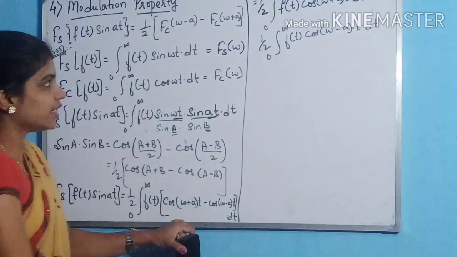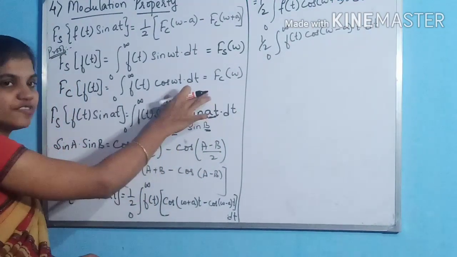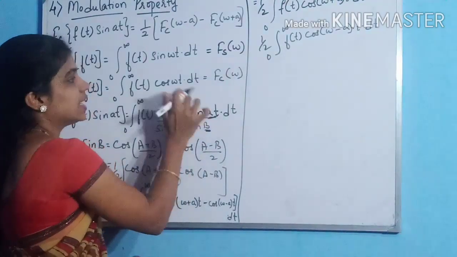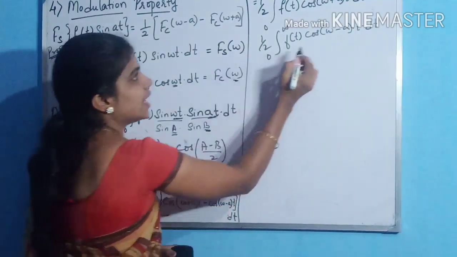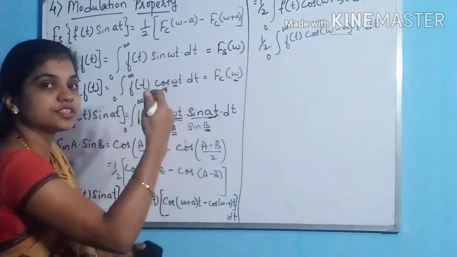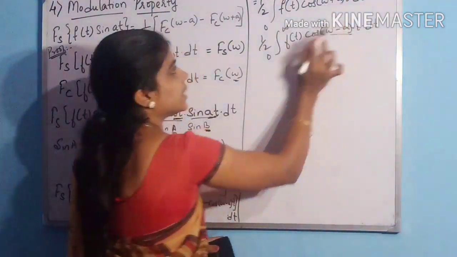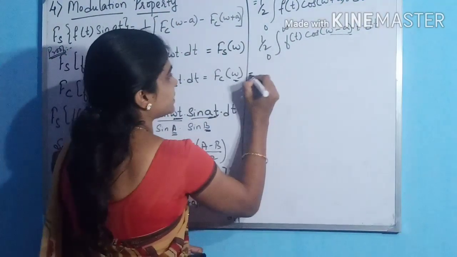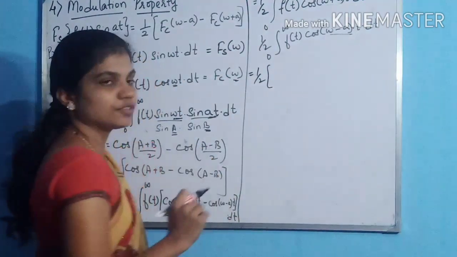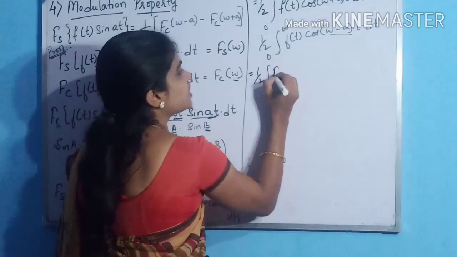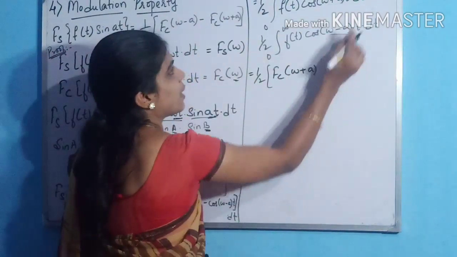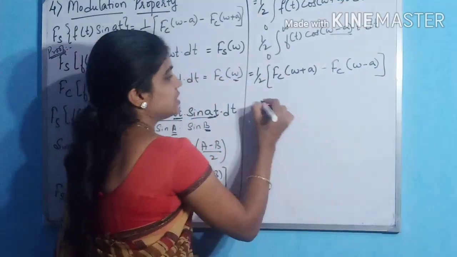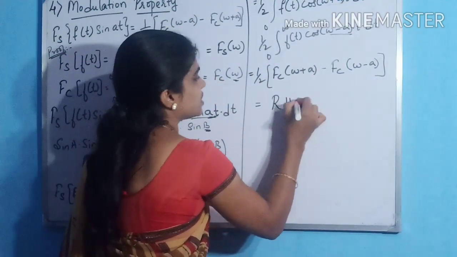Right? So now if I compare it with this definition of Fourier cosine transform, I see that they both are similar except for this omega. So I have omega minus a, so this becomes Fc(omega minus a). Here I have omega plus a, so it becomes Fc(omega plus a). So I will write this as half of, I'll take the half common out. So what we have? Fc(omega plus a) minus Fc(omega minus a). So this is nothing but our RHS.